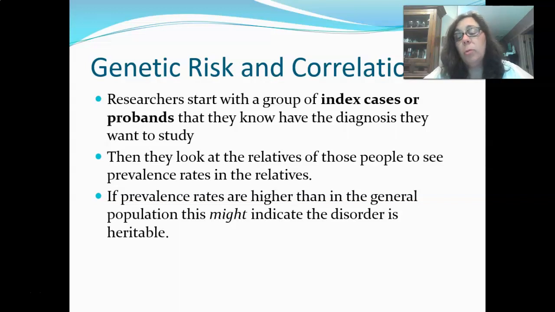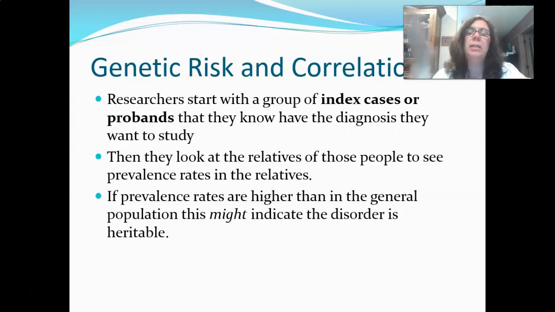have been diagnosed with major depression, and then we look at their relatives to see the prevalence rates of depression in their relatives. And if we see higher prevalence rates in their relatives than we see in the general population, that might be an indication that the disorder is heritable, that there's a genetic risk, right? Because if there's no genetic risk, then their relatives should have the same prevalence rates as anyone does. But if there is a genetic risk, we might see higher prevalence rates in people who share genes with someone who's depressed than in people who don't share genes with the person who's depressed, right?